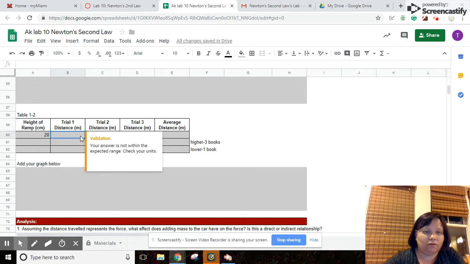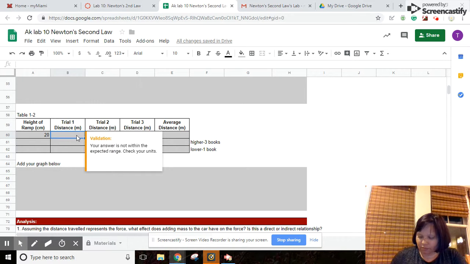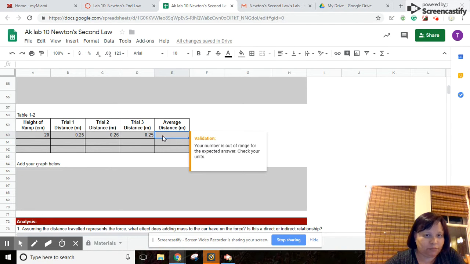So because you have the numbers up here, you can copy them down. So this would be 0.25 and my made up idea 0.26, and then back to 0.25. And then you'd have your average here. So this height of the ramp was with 2 books set up.